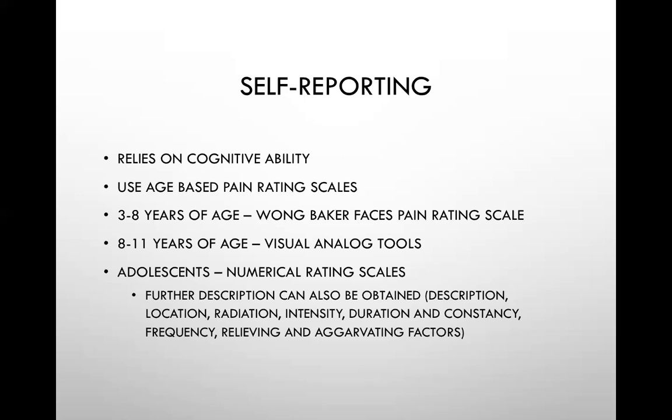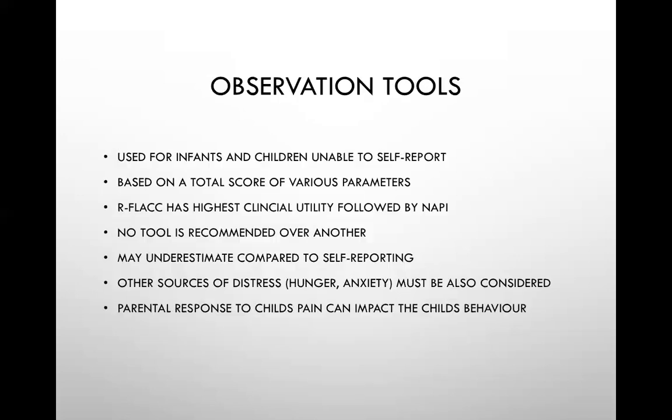This includes the location, radiation of pain, intensity, duration, constancy, frequency, and relieving and aggravating factors. Observation tools are usually used for infants and for children who are unable to self-report, such as children with neurological problems. So you can use the observational tools. There are various observational parameters that are utilized, and based on that, you score the parameters and get a total score. The FLACC is one that has been shown to have the highest clinical utility.